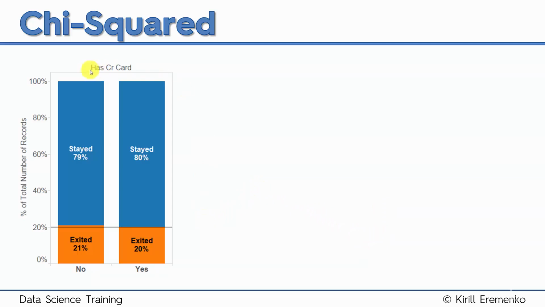Here we've got has credit card. This is another test that we ran in Tableau, and here you can see that it doesn't look like there's any difference, right? It doesn't look like it makes a difference whether or not you have a credit card. Like 20% of those who had a credit card exited and 21% of those who didn't have a credit card exited. Okay, so from Tableau, we can see that intuitively.